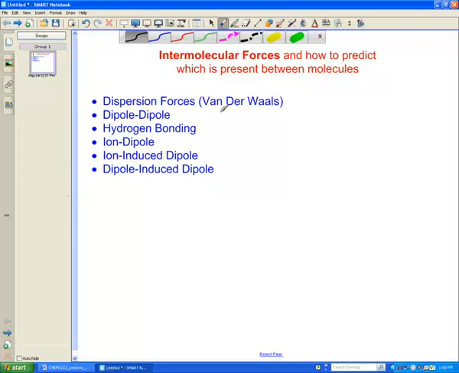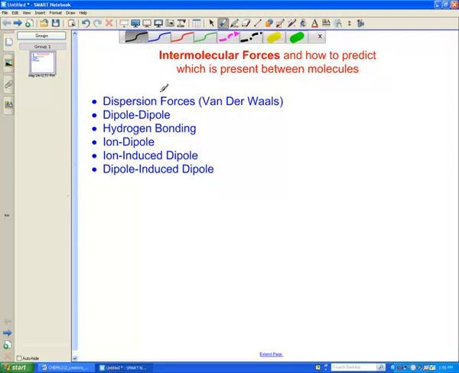Alright, so in this video I want to talk to you a little bit about intermolecular forces and how to predict which type are present between two molecules when they are interacting with each other. Now, in order to do that, I want to go through a little bit with you about the different types of intermolecular forces you can possibly have.